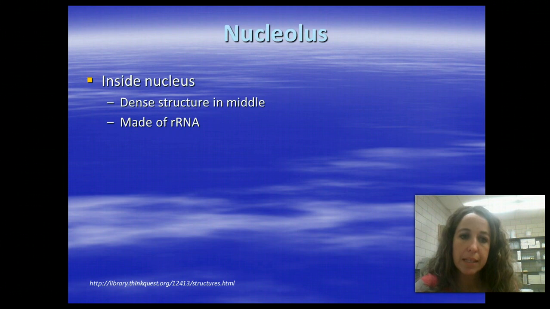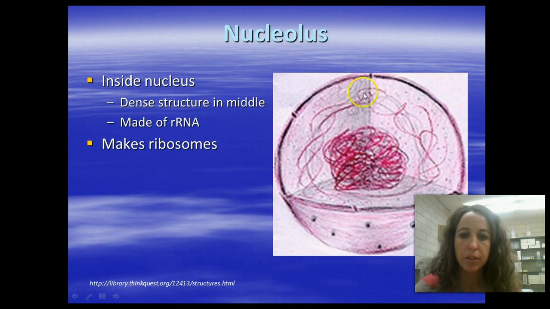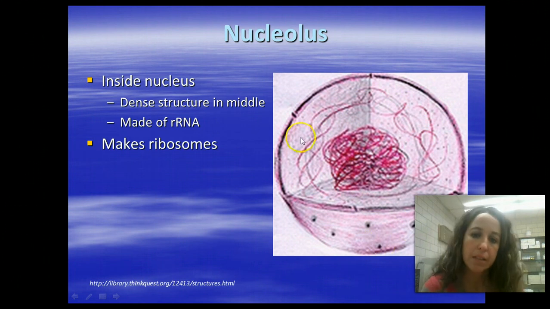Then the nucleolus is also inside of the nucleus, and it's the dense structure in the middle made up of rRNA, and its function is to make ribosomes. So here's a picture of our nucleus that we were talking about before. All these little thread-like things are chromatin, and then this dense-like structure in the center is the nucleolus. These little holes are the nuclear pores that I talked about. So I would label all of that stuff. The whole thing is the nucleus. These little thread-like structures are the chromatin, and this structure here is the nucleolus, whose function is to make ribosomes.